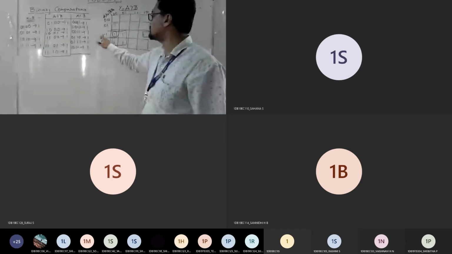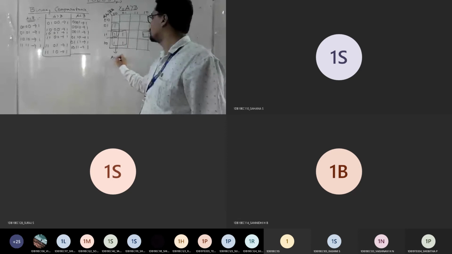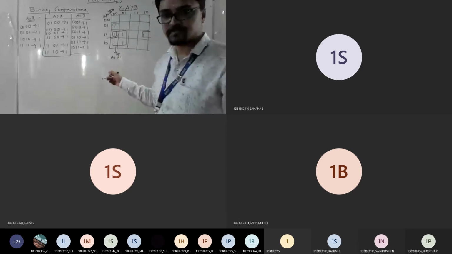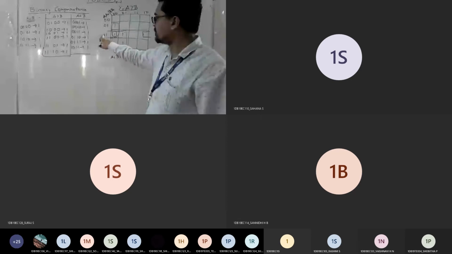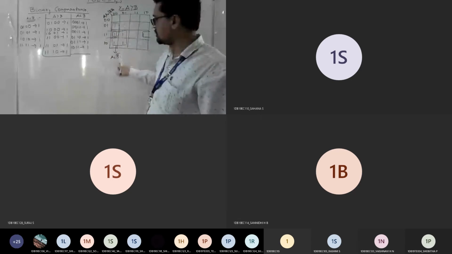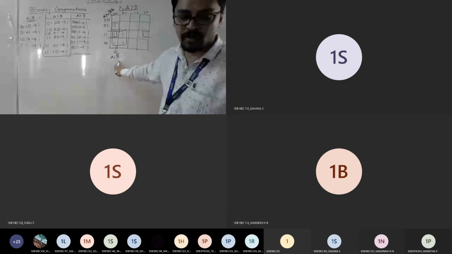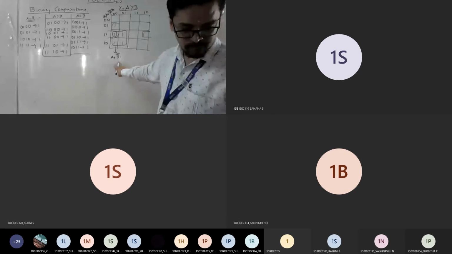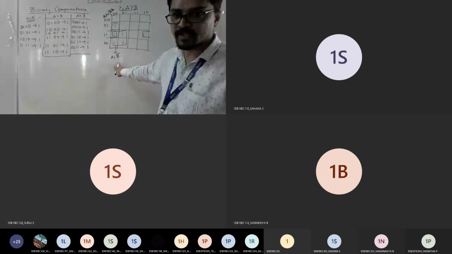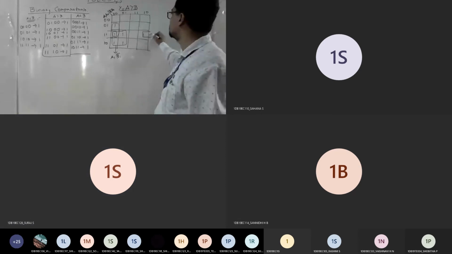So what is the expression from this quad? What are the common terms here? It is A1, and here it is B1 bar. Am I correct? Common term 1 1 means A1, and here it is B1 bar. So is it A1 B1 bar for the quad?